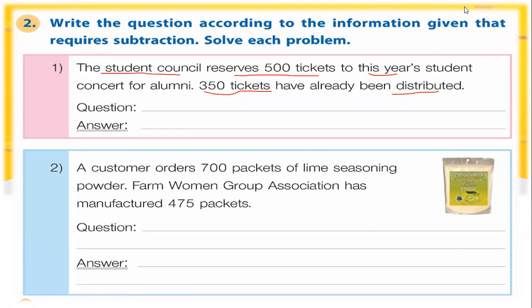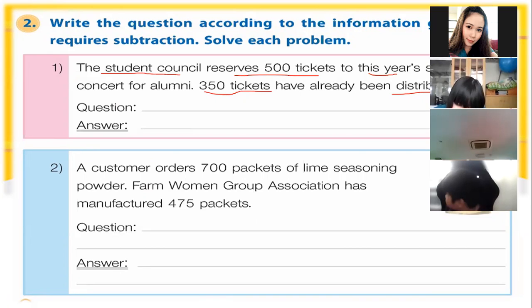First information we have, total 500 tickets were reserved for this year's concert for alumni. Second information we have, 350 tickets have already been distributed. So what question can we make in here, students? Can anybody tell me?